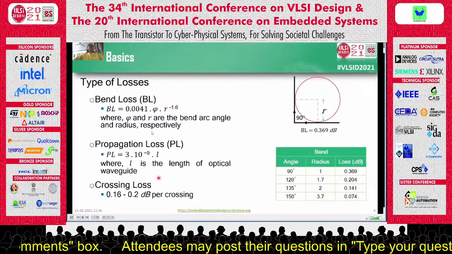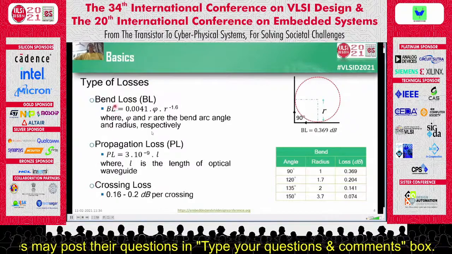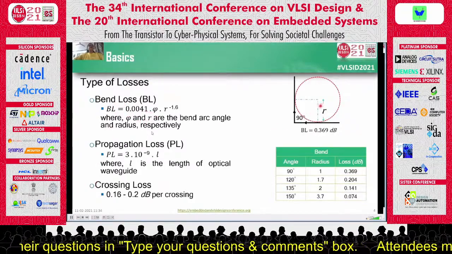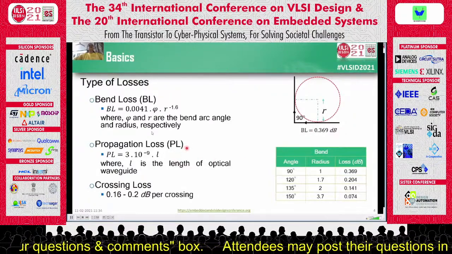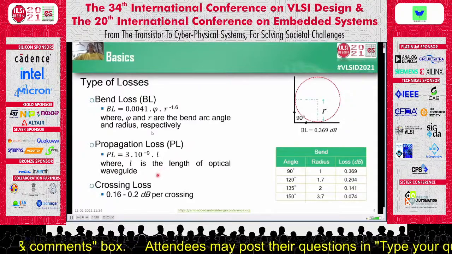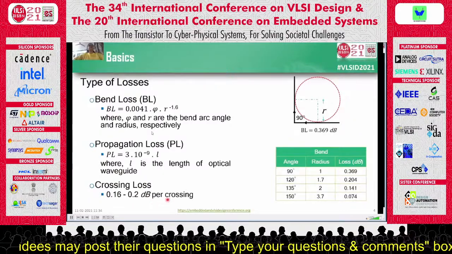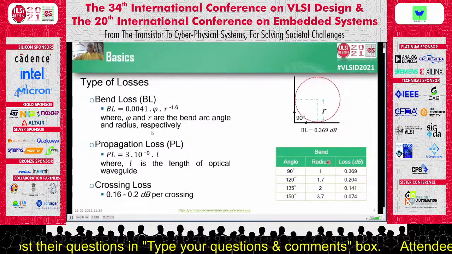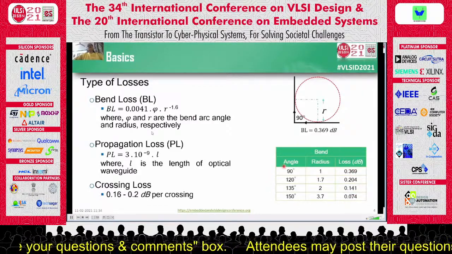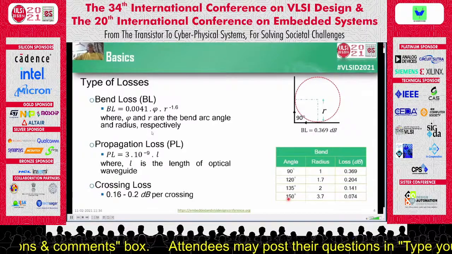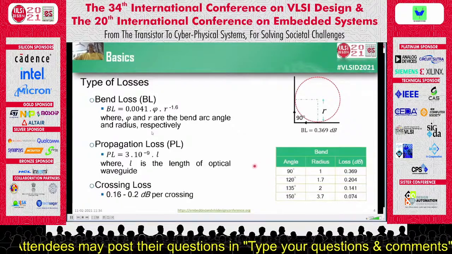In the physical layout of optical circuits, optimal routing of optical waveguides is a very crucial and important step. The routing of optical waveguides has different types of losses: the bend loss depends upon the angle and the radius of the bend arc, the propagation loss depends upon the length of the optical waveguide, and the crossing loss is in the range of 0.16 to 0.2 dB per crossing. From this table, we can see that the bend loss decreases when the bend angle is increased. Hence, a waveguide having a smaller bend angle will have a higher bend loss.